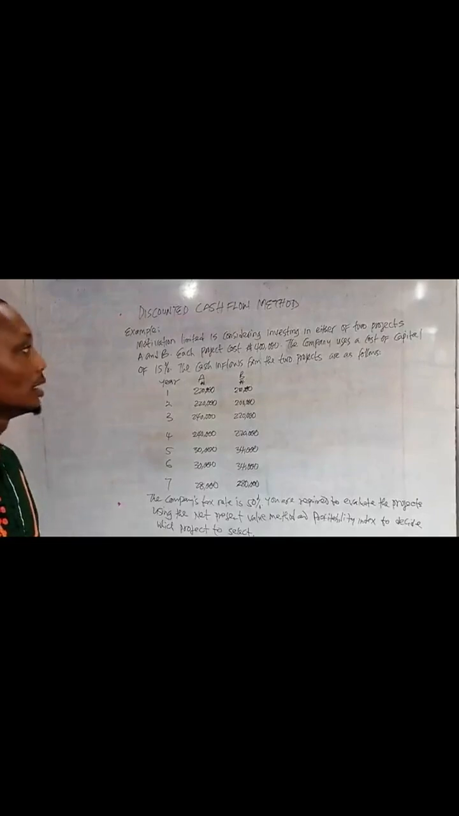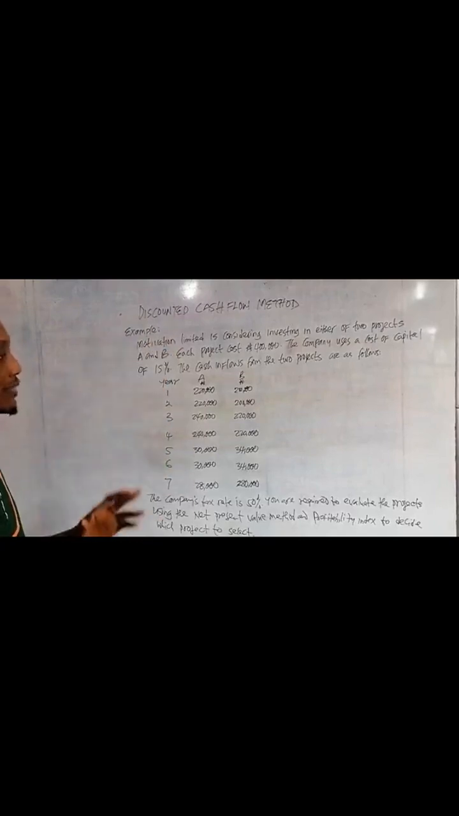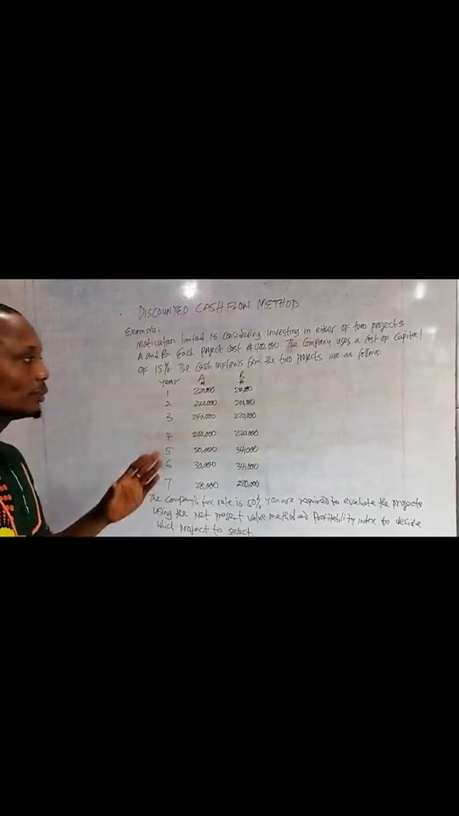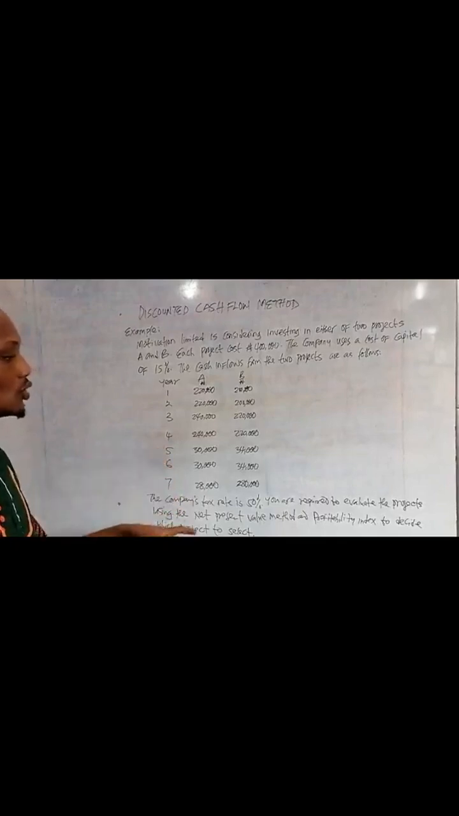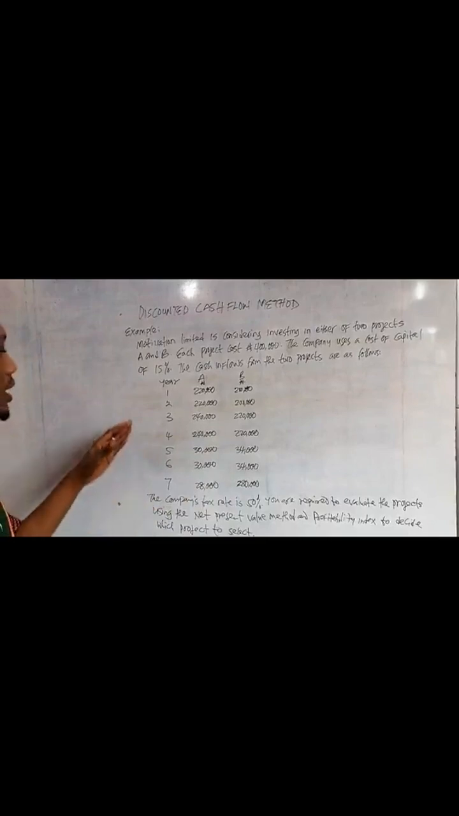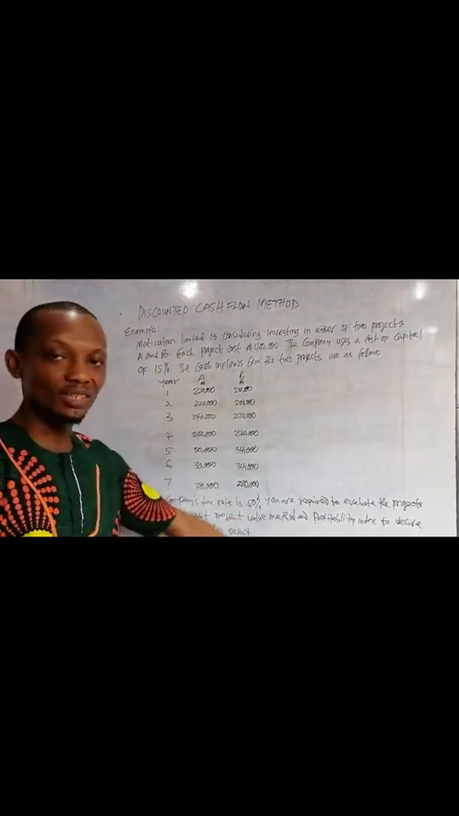Still under investment appraisal techniques, and this is discounted cash flow. In the last video I said you're going to practicalize a particular question in order to use this method to solve questions on investment appraisal. So today we are going to consider this question to solve for net present value and profitability index.